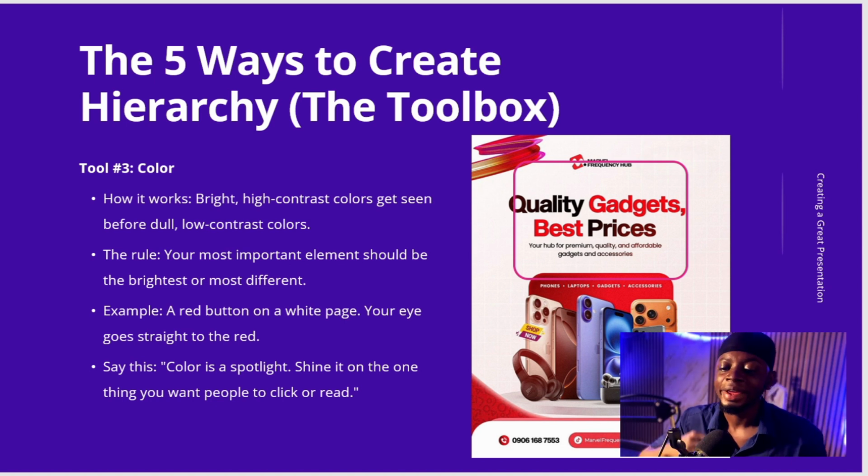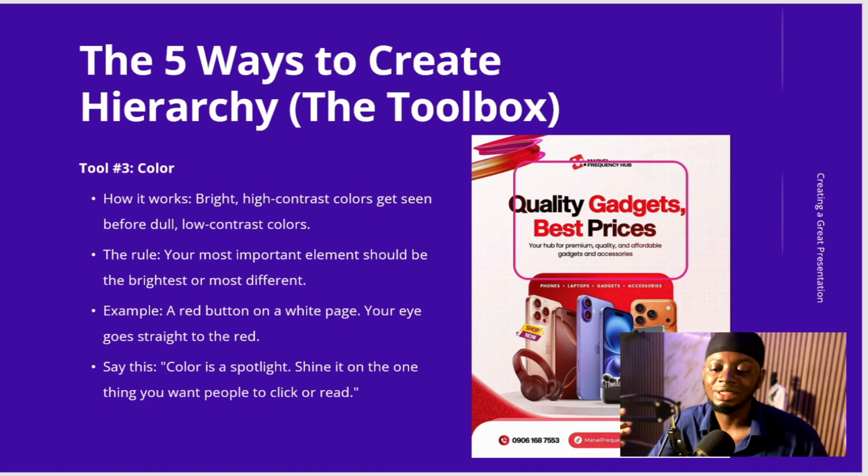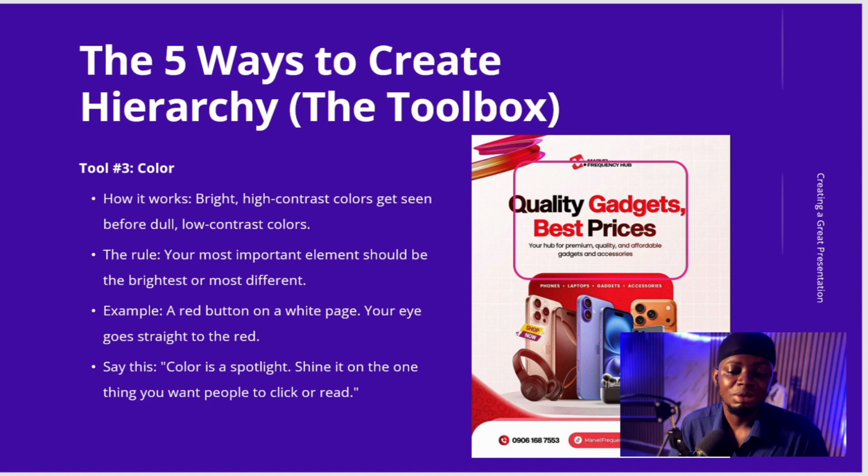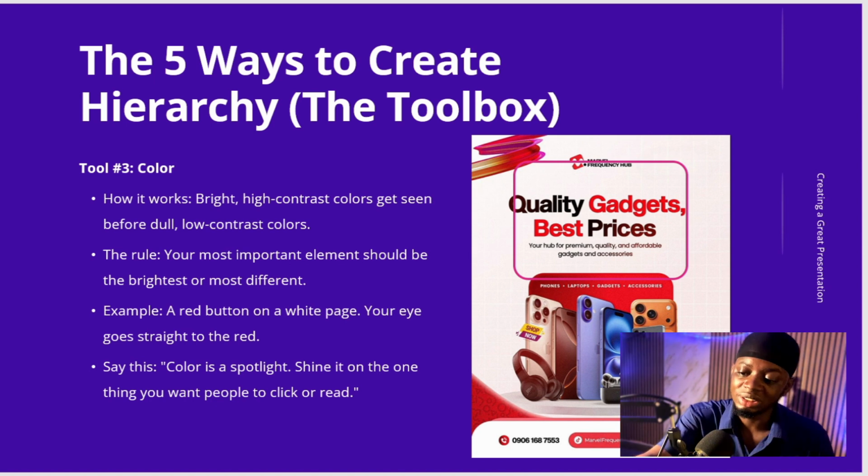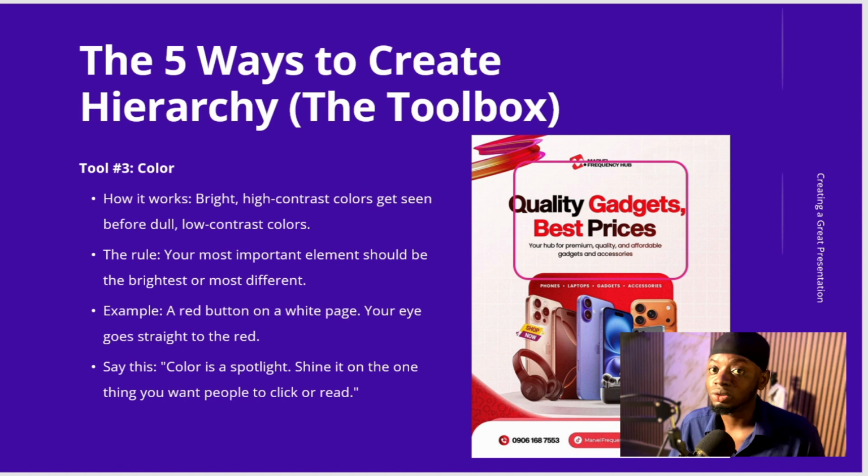How it works is that you use a bright, high-contrast color on what you are emphasizing. Your most important element should be the brightest or the most different. Do you understand? So an example is the red button, or the red text in the flyer. So color is a spotlight. When you use color as your emphasis, it adds more to your design.